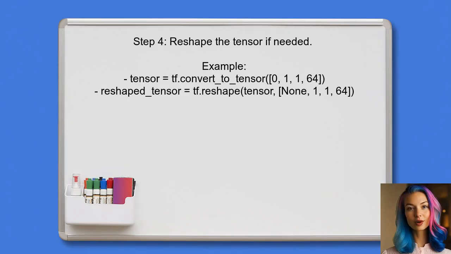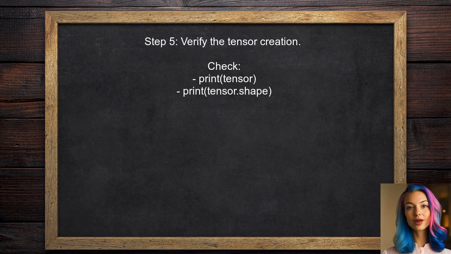If the user wants to maintain the None type for the batch size, they can reshape the tensor after conversion. This allows them to specify the shape they need while keeping the batch size flexible. Finally, the user should verify that the tensor has been created successfully and check its shape. This ensures that the conversion process has worked as intended.